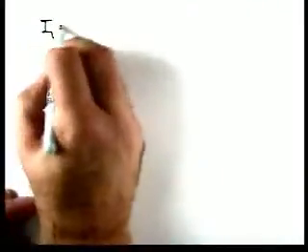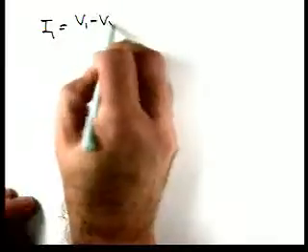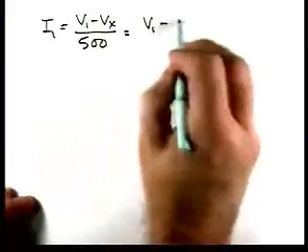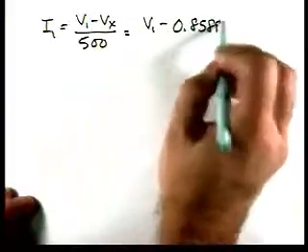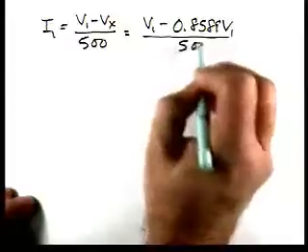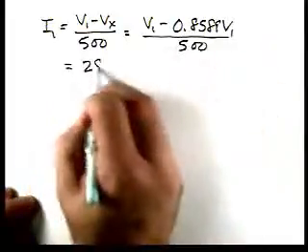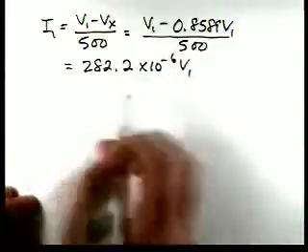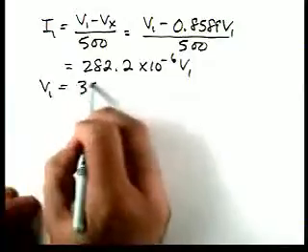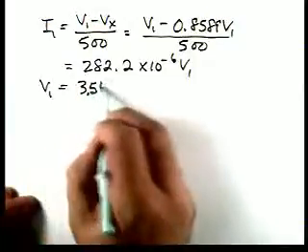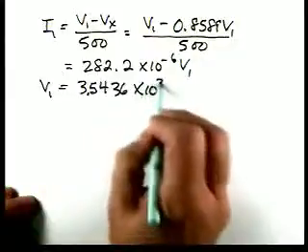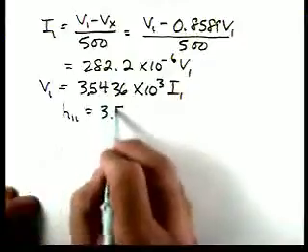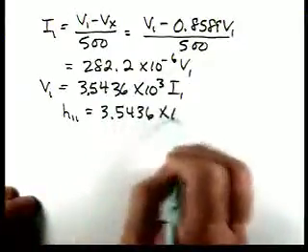So I1 is V1 minus Vx over 500, which is V1 minus 0.8589 V1 over 500, which is 282.2 times 10 to the minus 6 V1. So then V1 is 3.5436 times 10 to the third I1. So that gives us H11 is 3.5436 times 10 to the third.